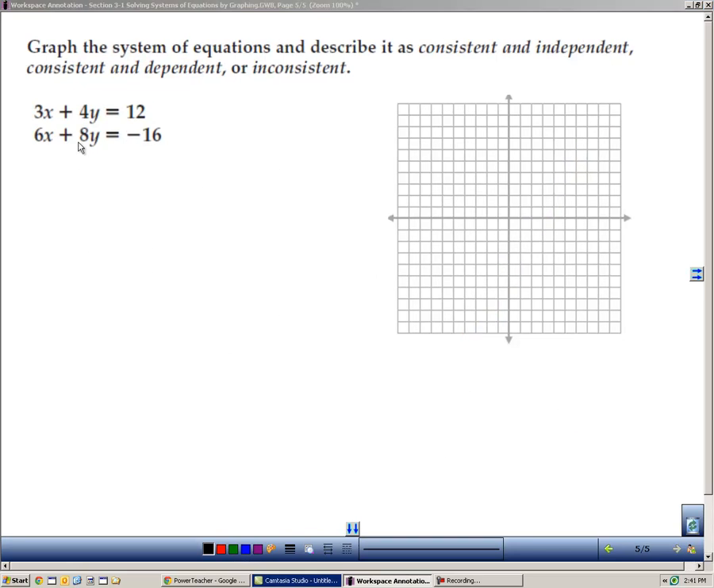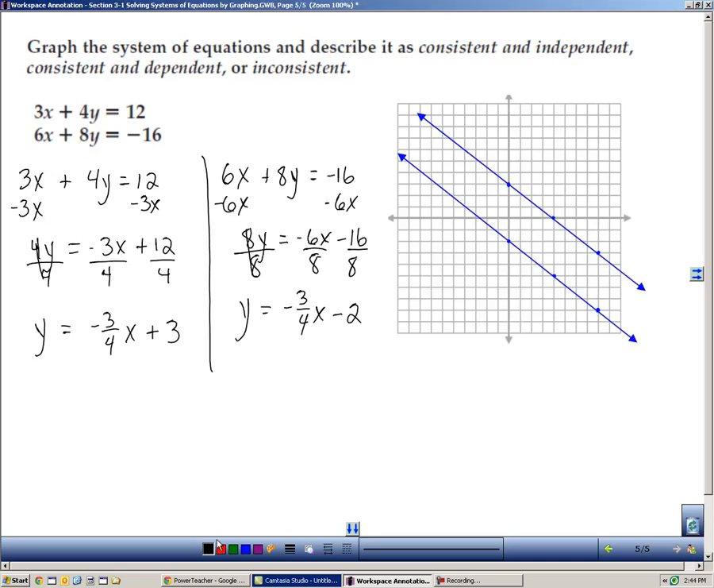Here's our last example. You may want to pause this and try it for yourself, and then come back and see the answer. So here we have our solution. We isolate the y over here, get negative 3/4 x plus 3. Isolate the y over here and simplify: negative 3/4 x minus 2.